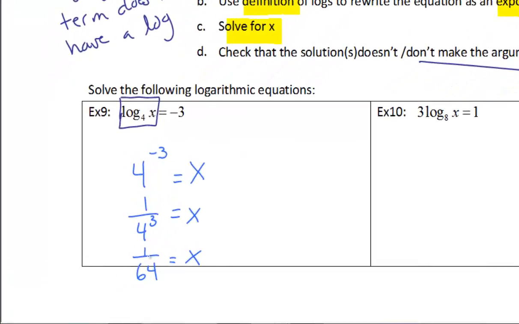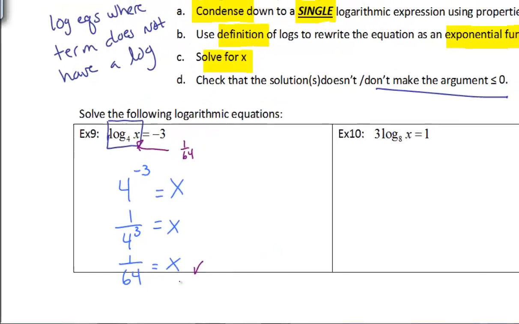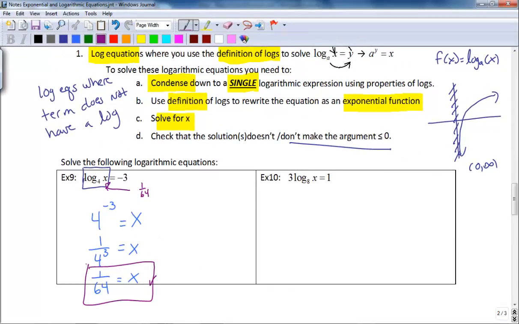So then I need to check. What I need to check is when I plug this 1 over 64 in for x, is that going to be a number that is less than or equal to 0? No, 1/64 is bigger than 0, so this number checks out, and my answer then is going to be 1 over 64. Let's look at example 10.